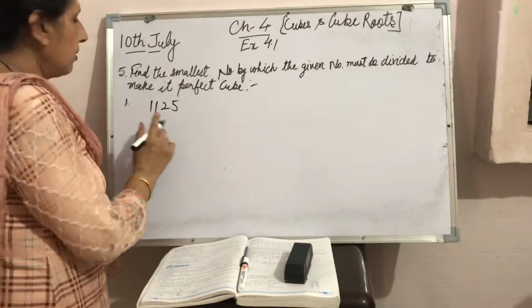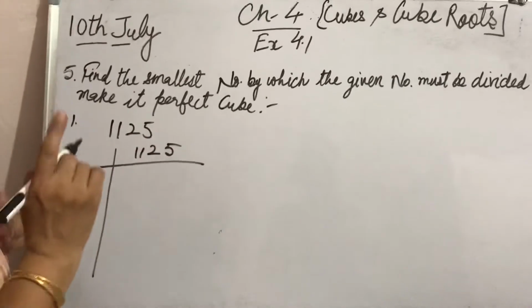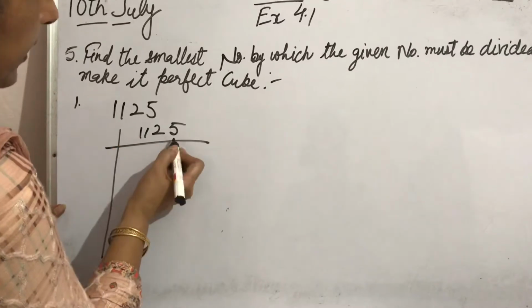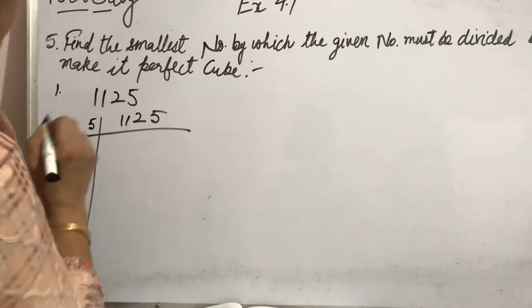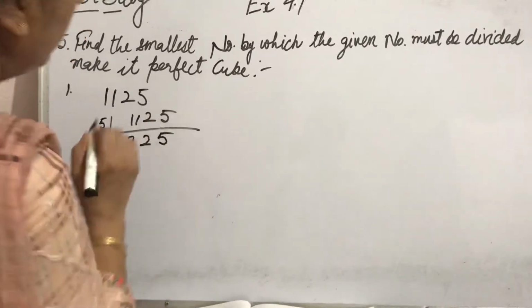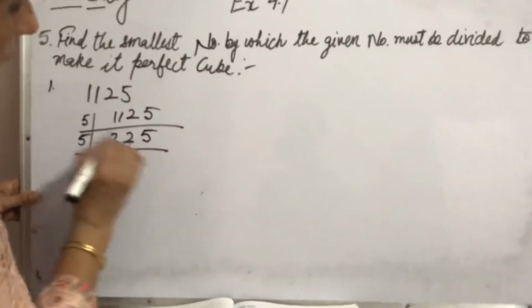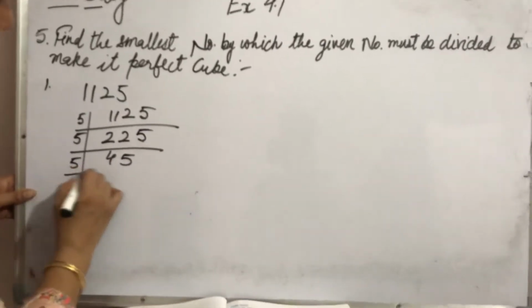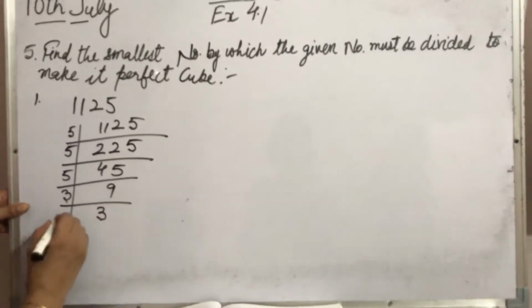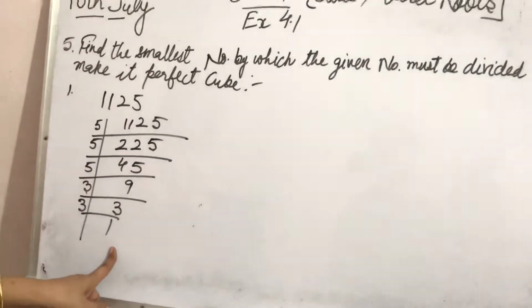So find the prime factors of this number first of all, and take care, we have to use only prime numbers. You will not use composite numbers. The ending number is 5, so it will be divisible by 5. 5 2s are 10, and 5 5s are 25. Again divisible by 5. 45, again divisible by 5. 9, then divisible by 3; 3 3s are 9, then 3 1s are 3. You will find the prime factors until the remainder is 1.